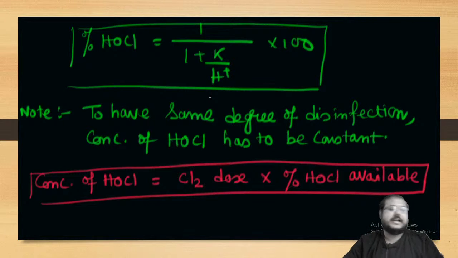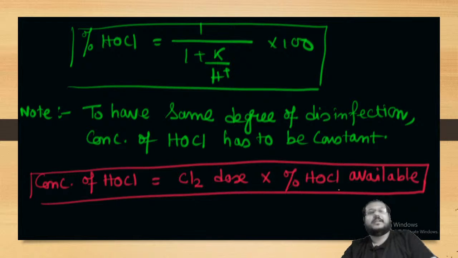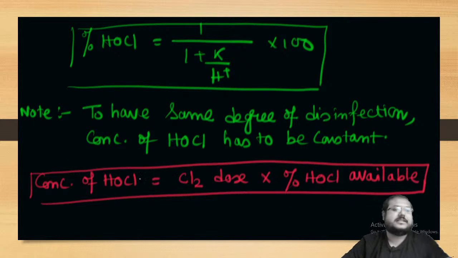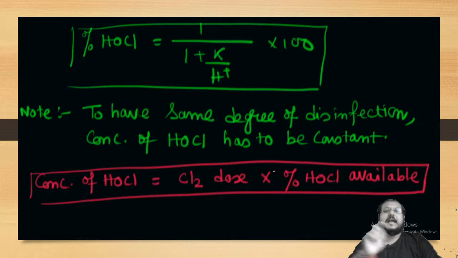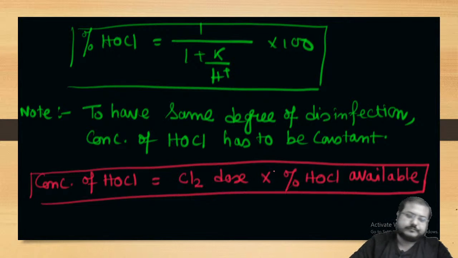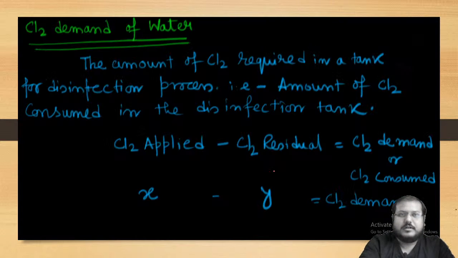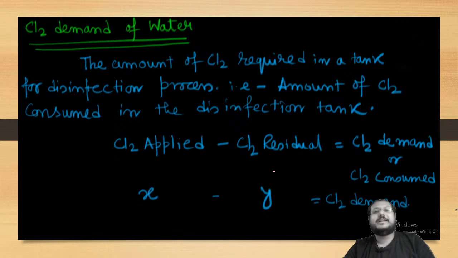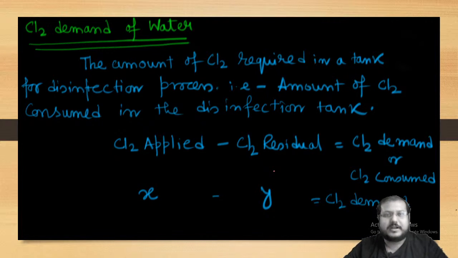To have the same degree of disinfection, concentration of HOCl has to be constant, and concentration of HOCl will be equal to chlorine dose और कितना percentage HOCl is available. Concentration of HOCl is equal to chlorine dose and the percentage HOCl available. Okay, that is the second thing. So now we are going for the chlorine demand of water, that how much chlorine is demanded in water.